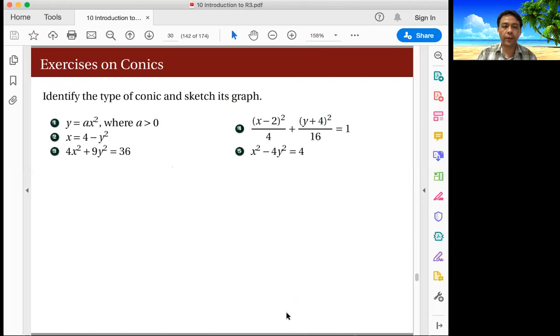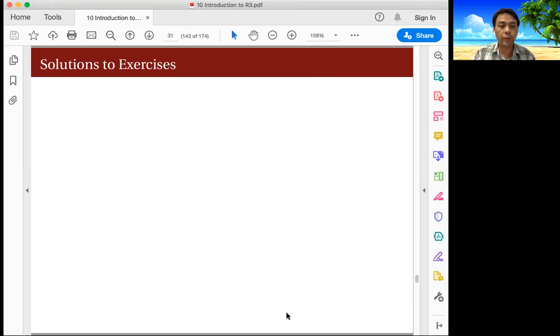So let's have some exercises. Let us identify the type of conic and give a sketch of the graph. We have 5 equations here. I prepared a solution for each one. So let's go to the first one, y equals ax squared, where a is greater than 0. What do you think is the graph of this? Now we can rewrite y equals ax squared as y minus 0 equals a times quantity x minus 0 squared. So the two are just the same. And this gives us the equation of a parabola opening where?